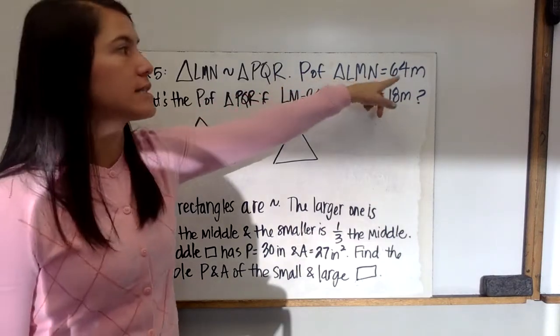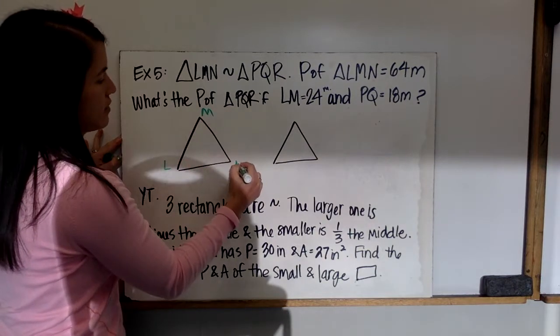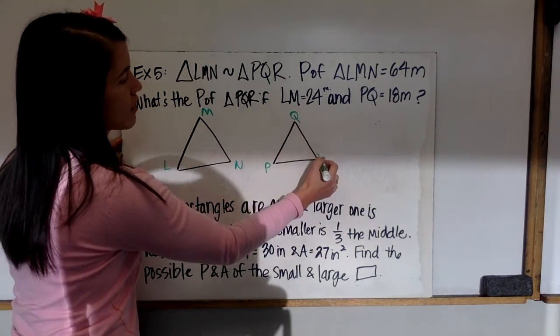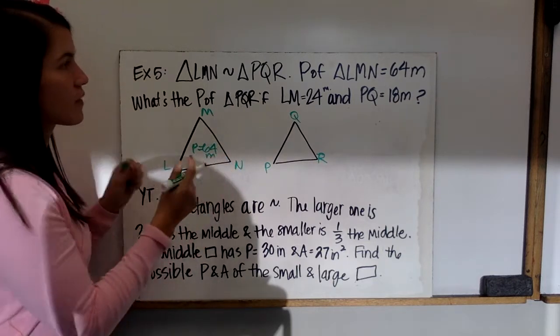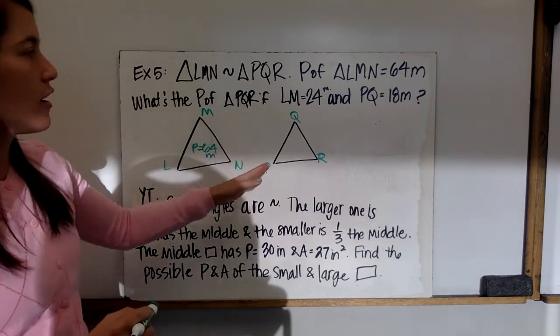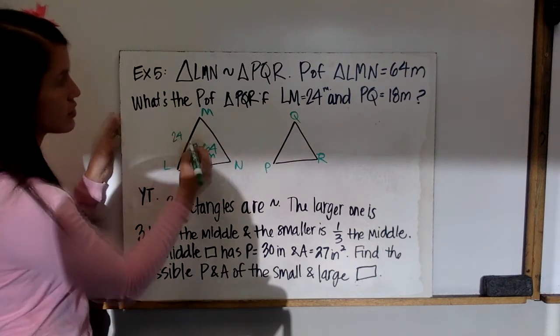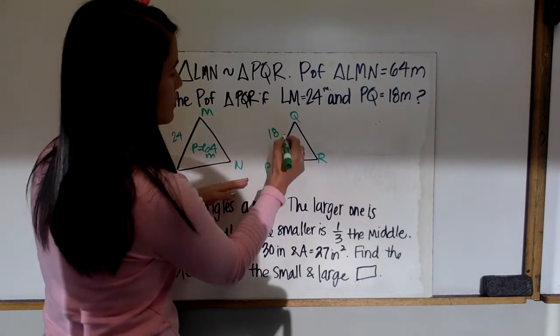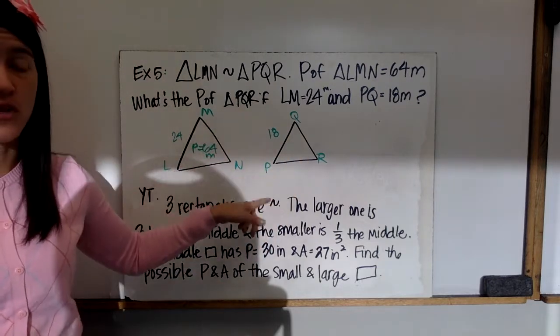Perimeter of LMN is 64 meters. So I just have two triangles here. We're going to call this one LMN and PQR. They are similar. So the perimeter is 64 meters. What's the perimeter of PQR if LM, this line right here, is 24 meters and PQ is 18 meters? So what is the perimeter of PQR?